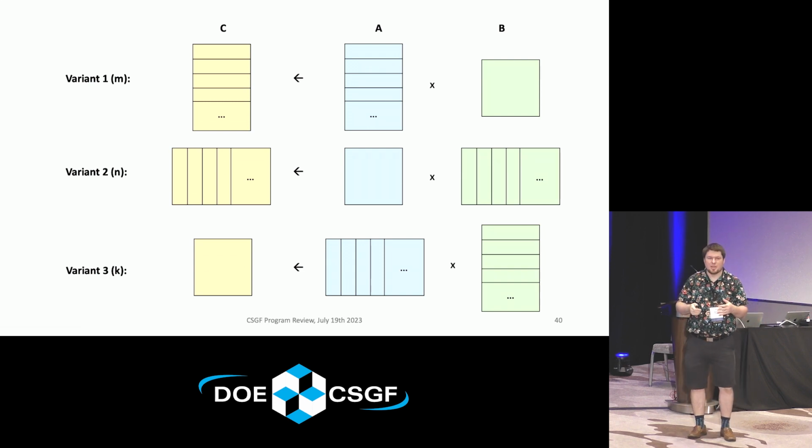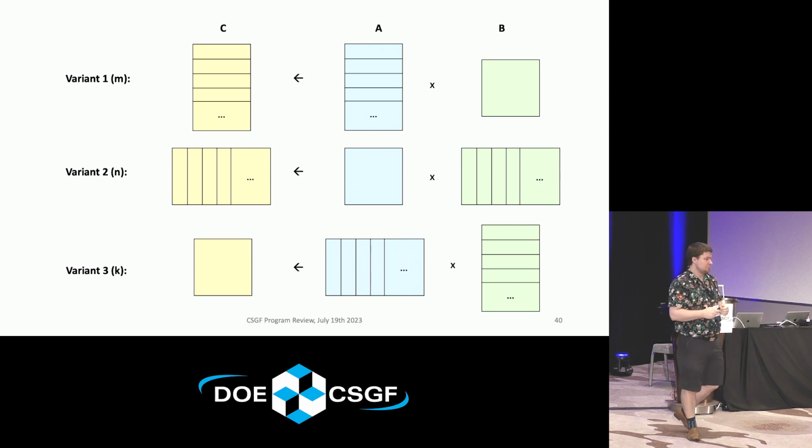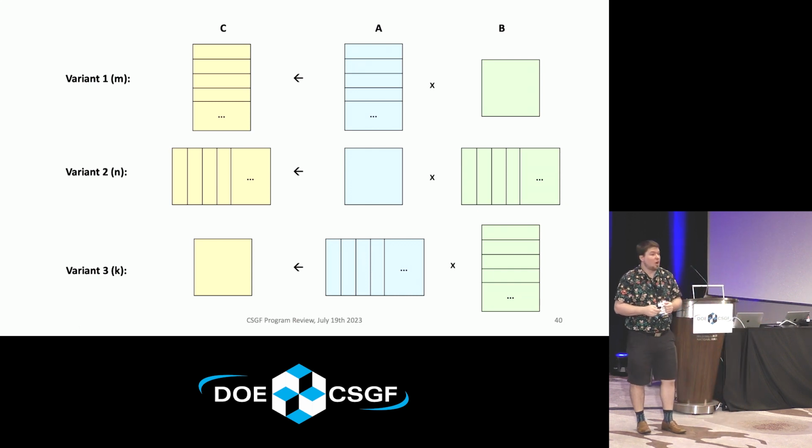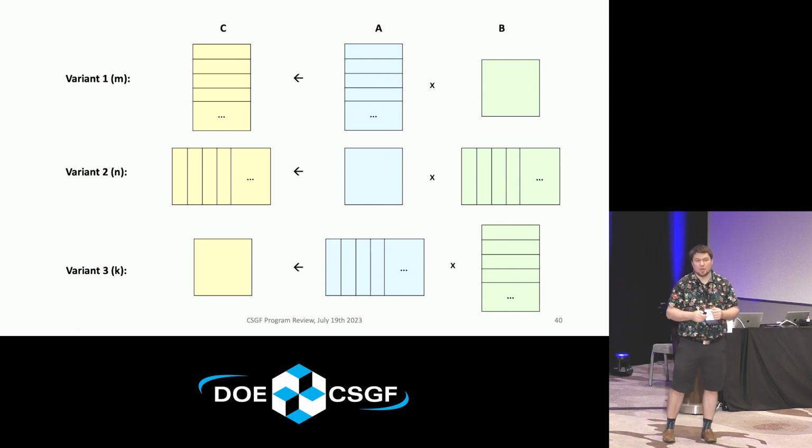But we've got to think about it. We've got 3 dimensions. We could just do a loop over one of those 3 dimensions. Important thing: in each of these algorithms, one of the matrices does not change. It's stationary. So in terms of optimizing data movement, we'll keep that one in some level of cache. The other 2 will stream.